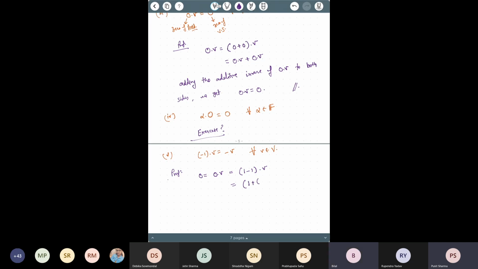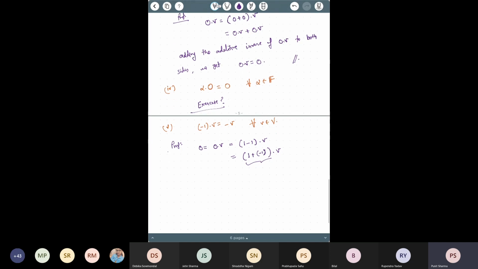I can write it this way, right? Yes sir, because this is in the field, and in the field we can do this. We want to use a similar property in the vector space also, but so far here I can use the property of the field, so I can write it in this way. Then I use the distributive law, which would be this one.